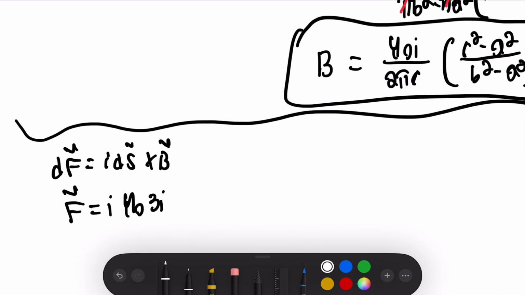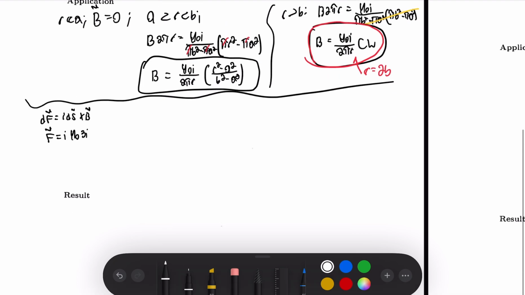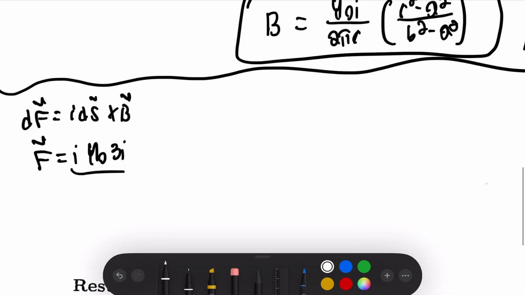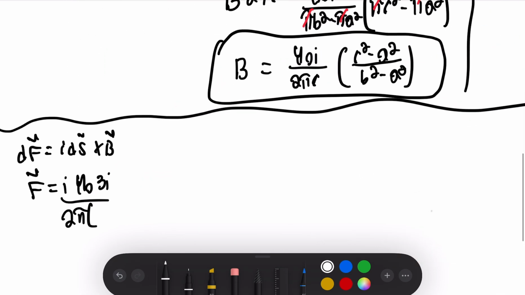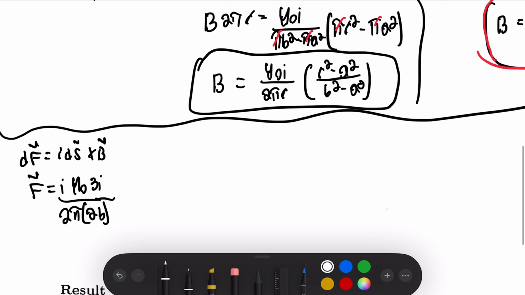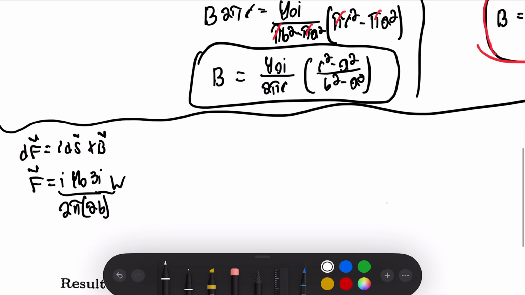So 3I divided by 2 pi, and we're at 2b, right? So 2b. And then ds is the length. The length is w, so this is w. So this simplifies to 3I squared mu naught w over 4 pi b.